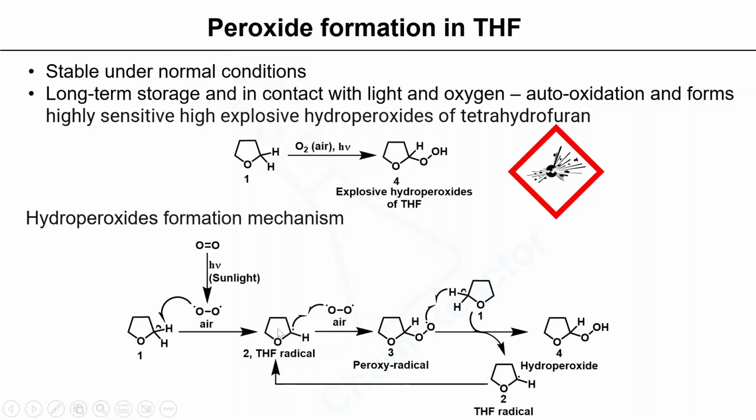So basically this is a chain reaction. Once initiated by one oxygen radical, it forms THF radicals and these steps continue, and over time it forms a lot of hydroperoxide in the bottle. So then there will be a question in your mind: how can this chain reaction be stopped? Yes, this chain reaction can be stopped by using a quenching agent.